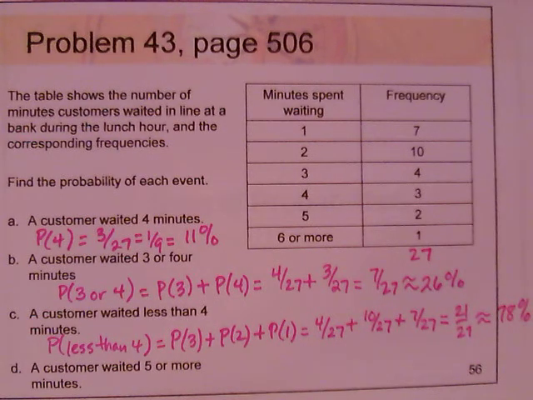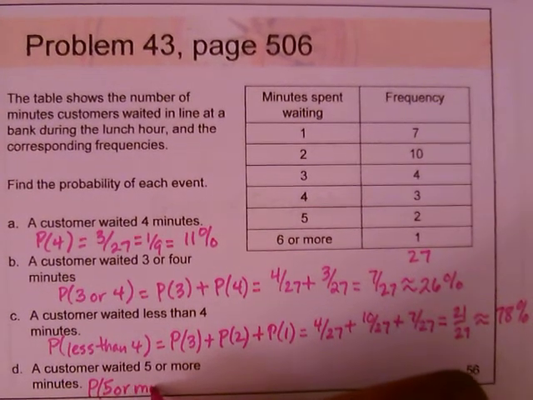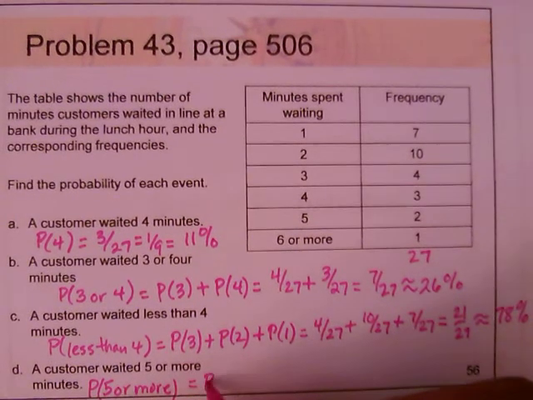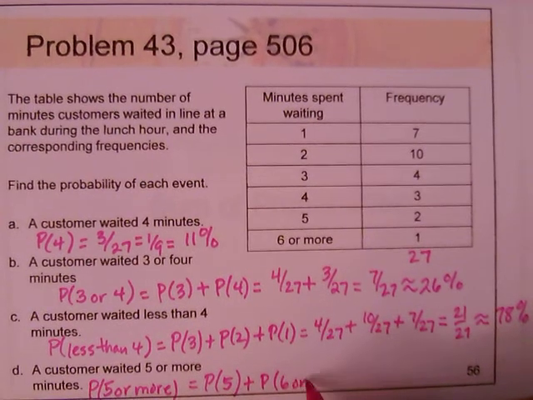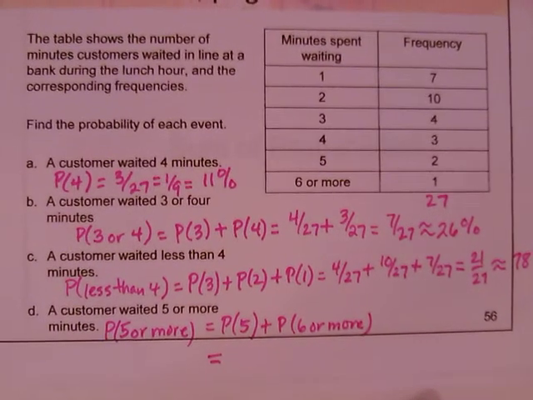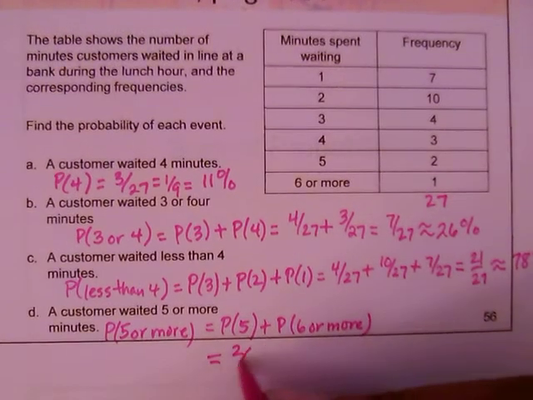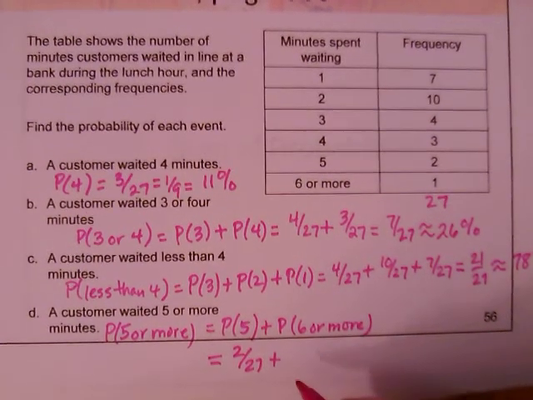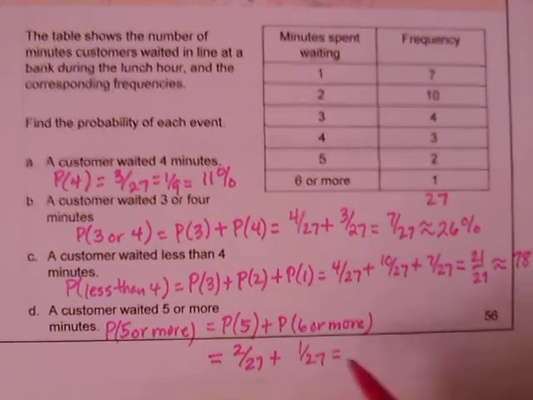And then finally, part D, a customer waited 5 or more minutes. So we've got to look at the probability of exactly 5 and add to it the probability of 6 or more. The probability of exactly 5 would be 2 out of 27. The probability of 6 or more was 1 out of 27. So this will end up being 3 over 27.